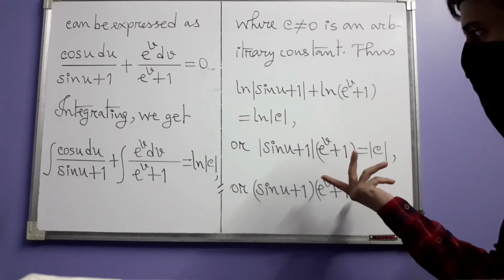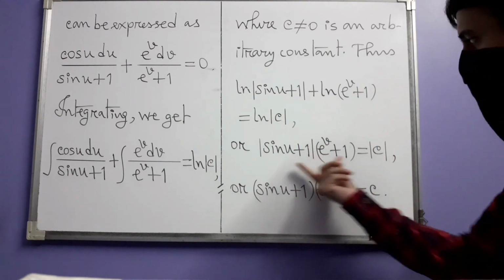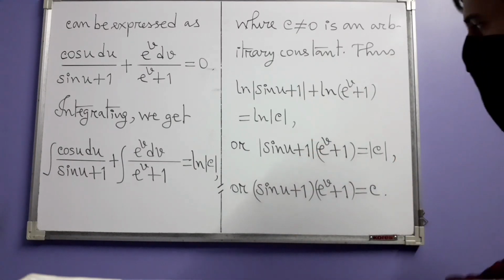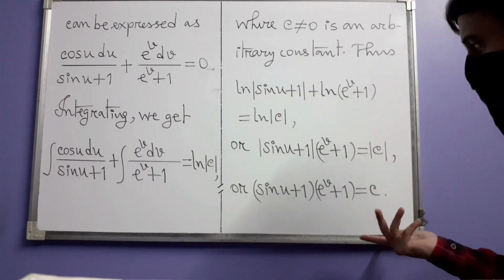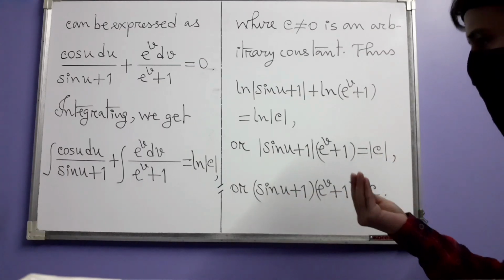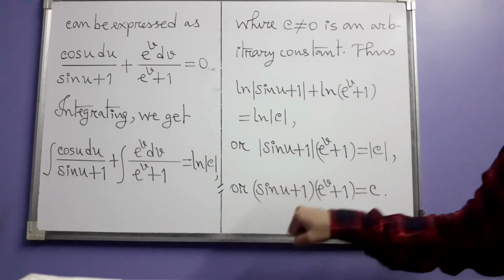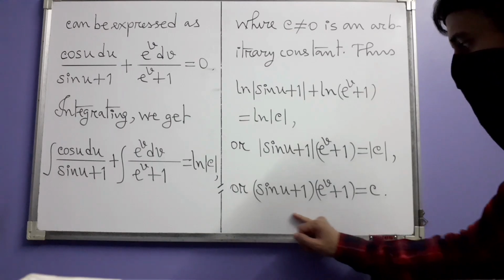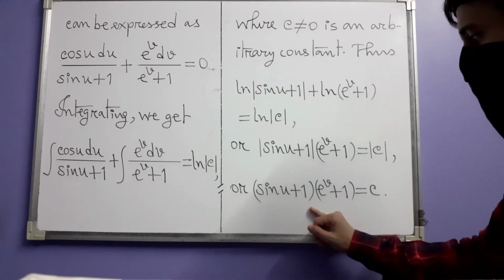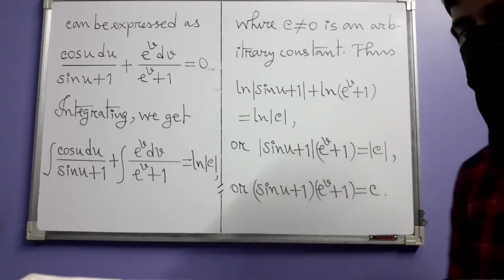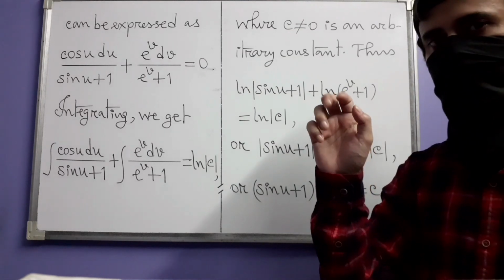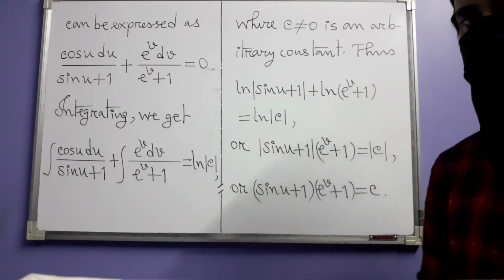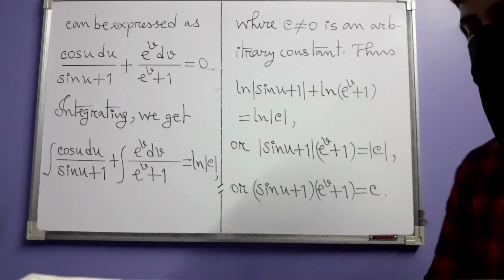So using the usual logarithm rule, ultimately this is what you get. Now you can lift the absolute value, because this c again is an arbitrary constant, so even if a minus comes, that will be absorbed in c, and you get your one parameter family of solutions like this: sin u plus 1 times e to the power v plus 1 equals c. Again, solutions within quotes. Are these really solutions? That we have to see, which we won't see right now.